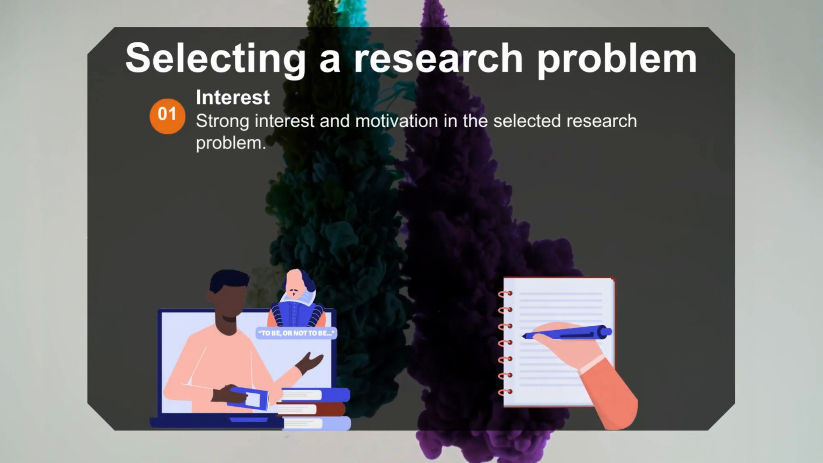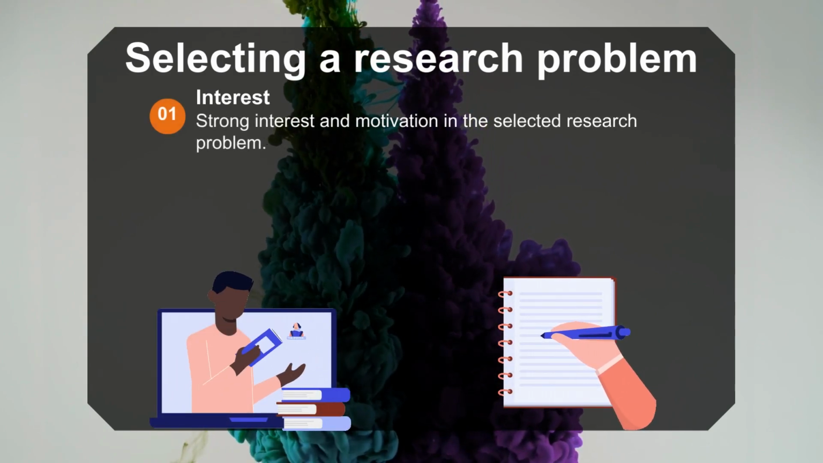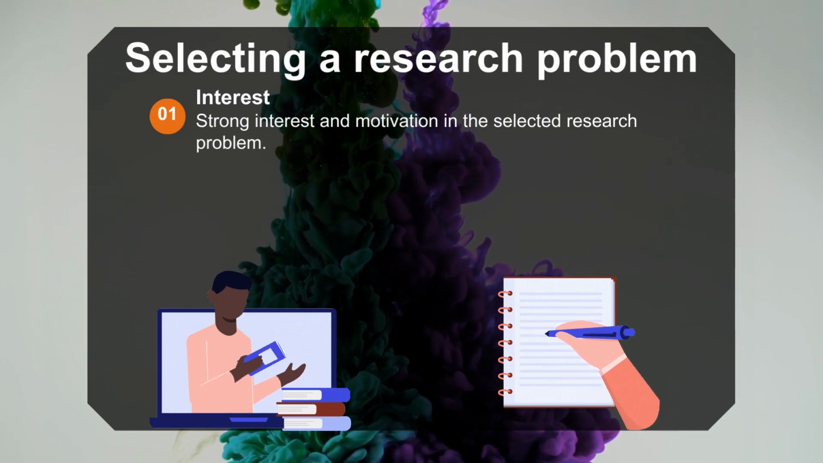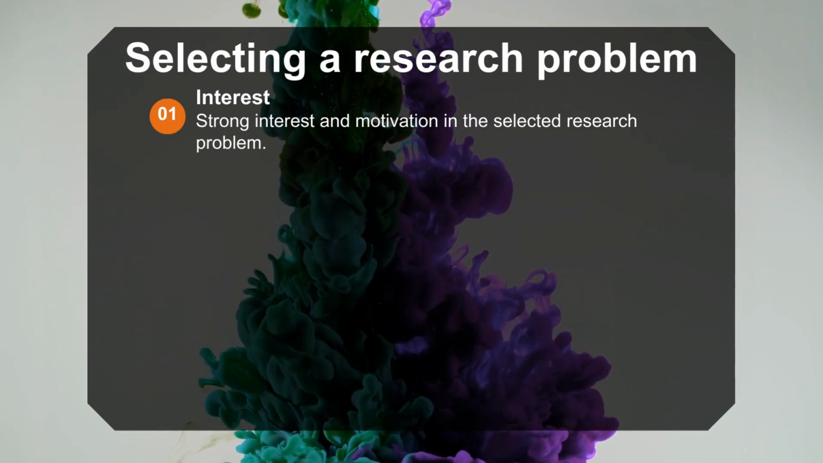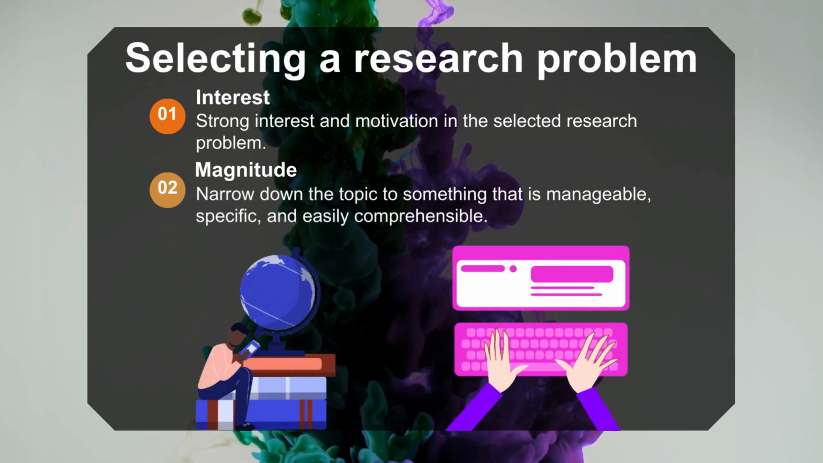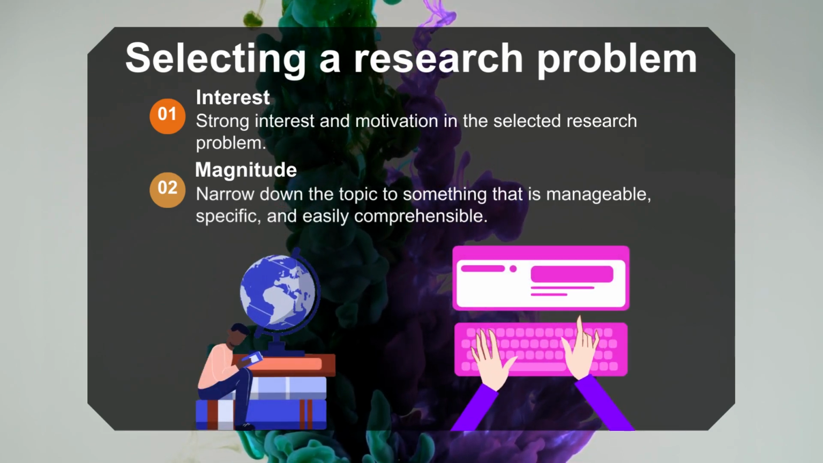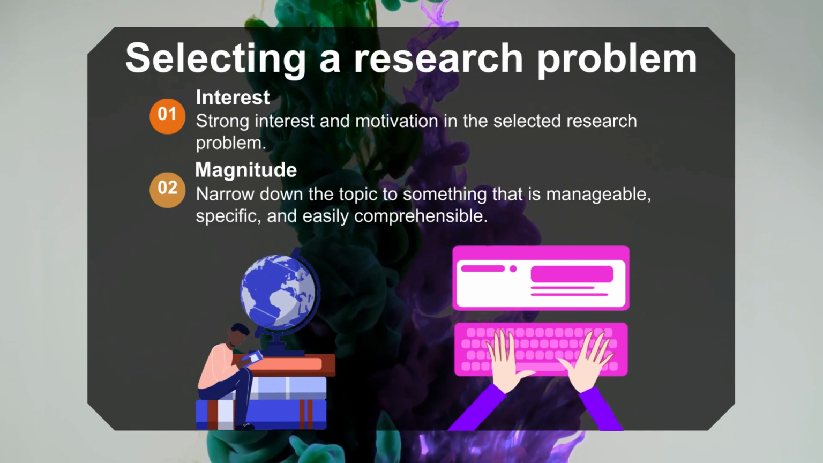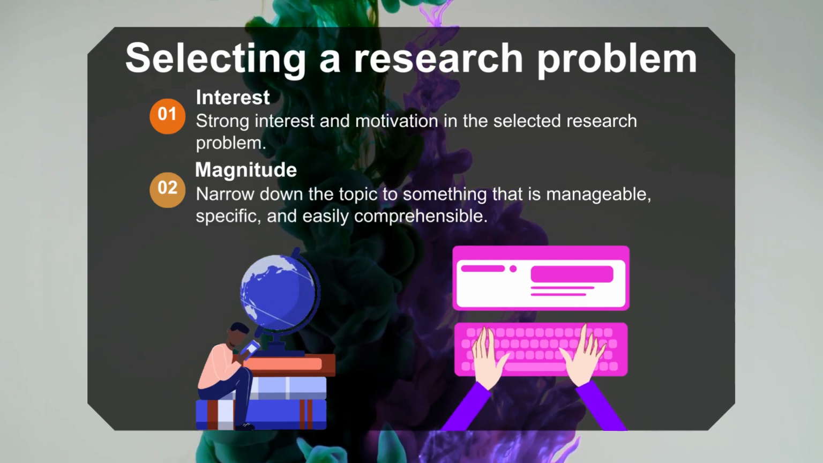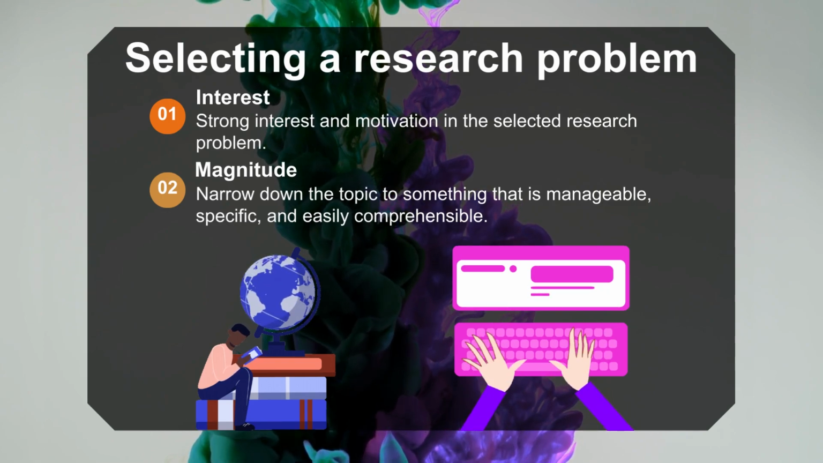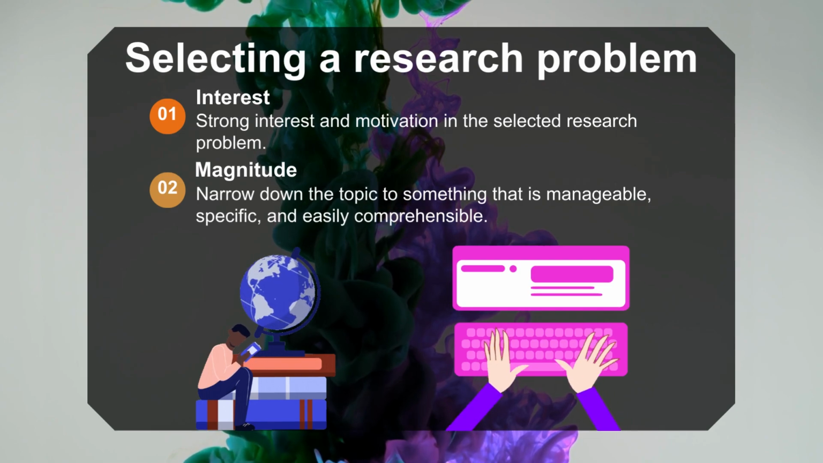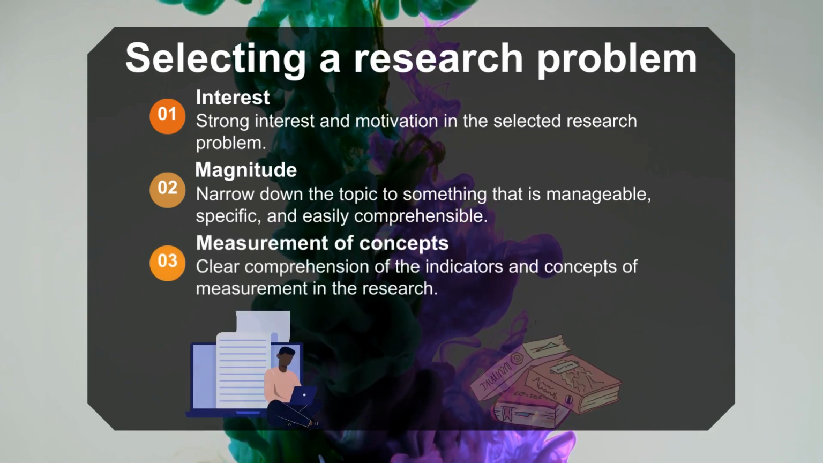First, interest. As a researcher, it is crucial to have a strong interest and motivation in the selected research problem to ensure sustained engagement and dedication. Second, magnitude. Selecting a topic that can be effectively managed with the time and resources available is of utmost importance. It is necessary to narrow down the topic to something that is manageable, specific, and easily comprehensible, e.g., physical activity among university students.